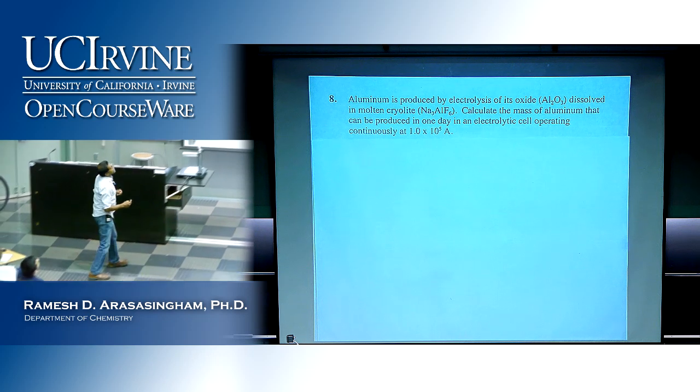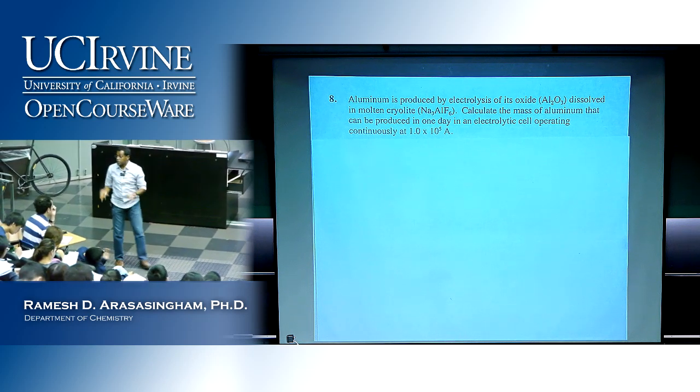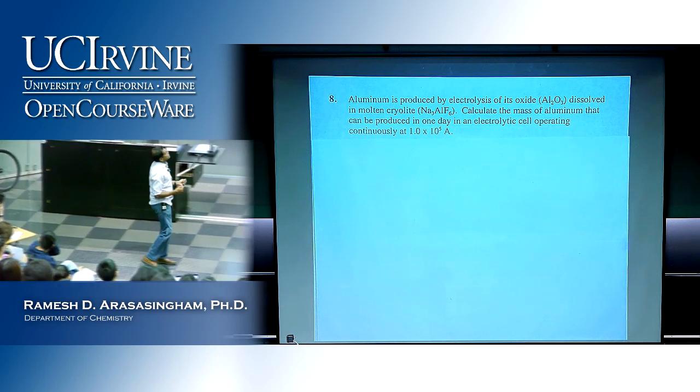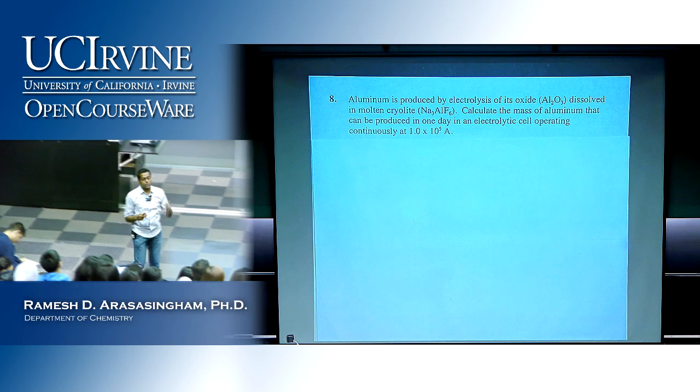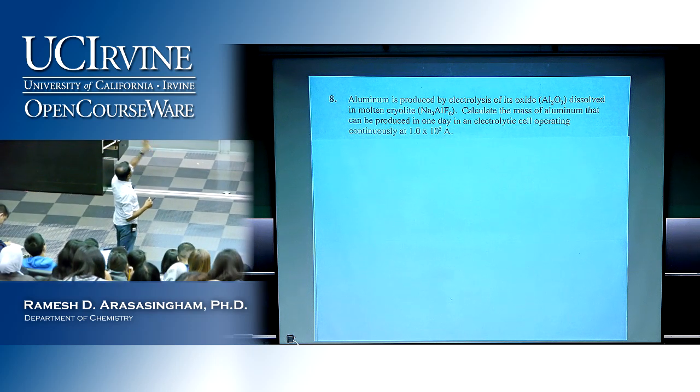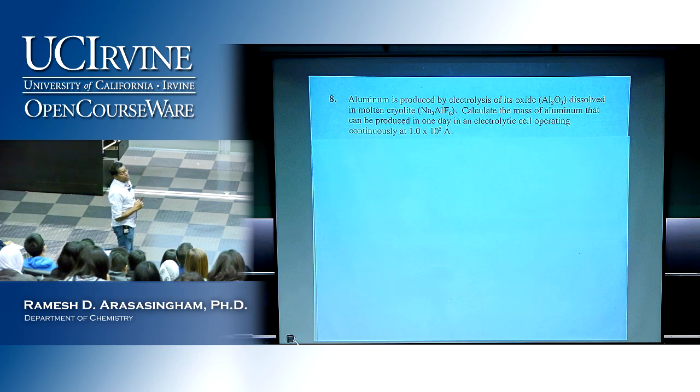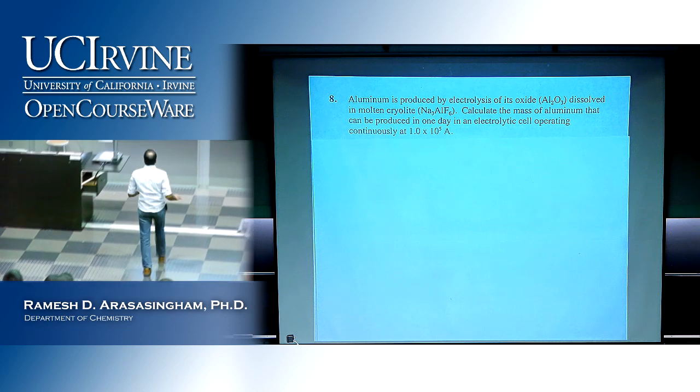Aluminum is produced by electrolysis. So we are producing aluminum by the electrolysis of aluminum oxide dissolved in molten cryolite. Cryolite is the solvent, so you're dissolving aluminum oxide in that substance. Calculate the mass of aluminum that can be produced in 1 day in an electrolytic cell operating continuously at 1 times 10 to the 5 amperes. Okay? So essentially, don't get distracted.